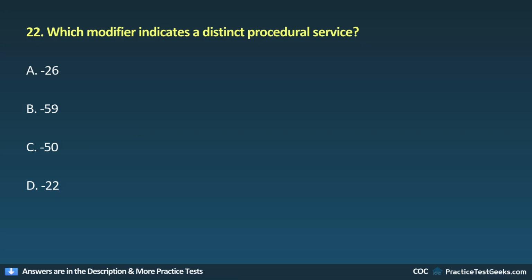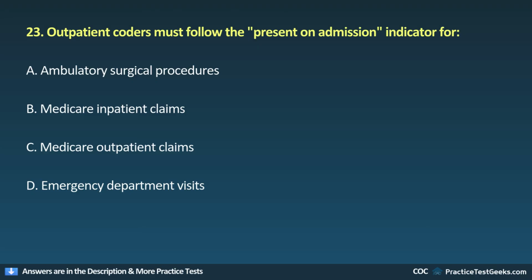22. Which modifier indicates a distinct procedural service? A. -26. B. -59. C. -50. D. -22.